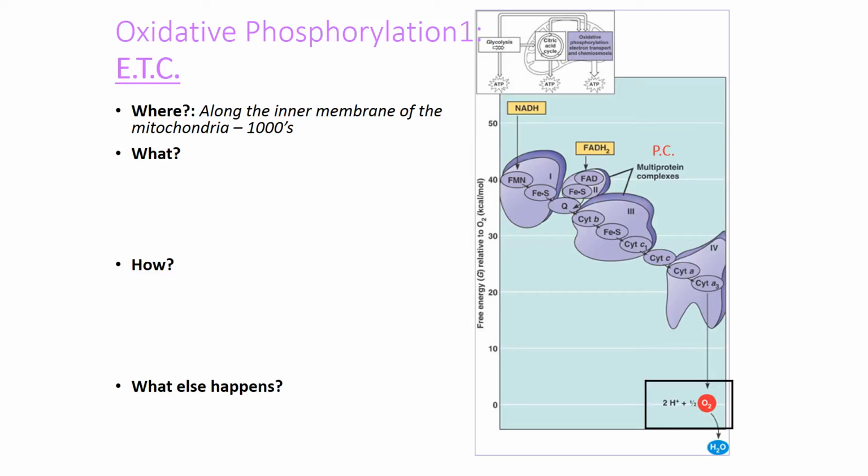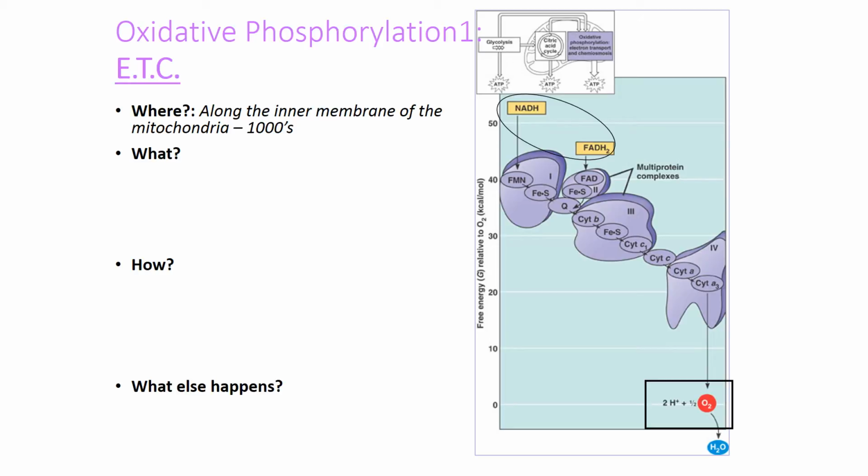Okay, so again, where it's happening: there are literally thousands of these electron transport chains on the inner membrane of the mitochondria. So what's going to happen? Okay, there's my NADH and FADH2. Notice that they come in at different places. NADH is going to come in at the very top of the chain, and it's going to go through 3 of these multi-protein complexes. And FADH2 is going to come in at about the middle of the chain, and it's going to go through number 3 and 4.